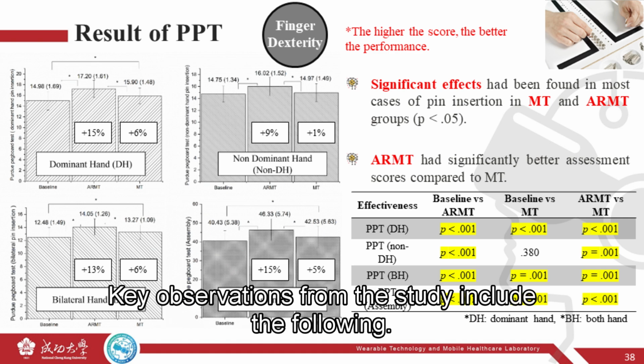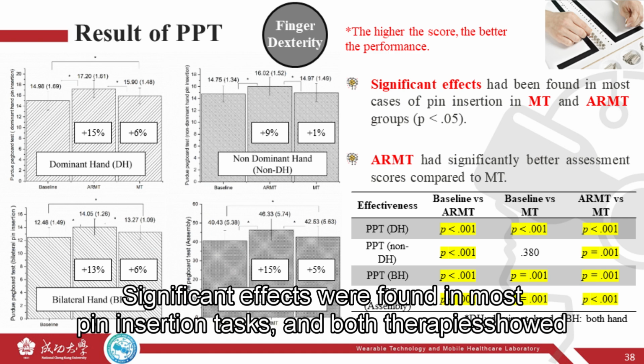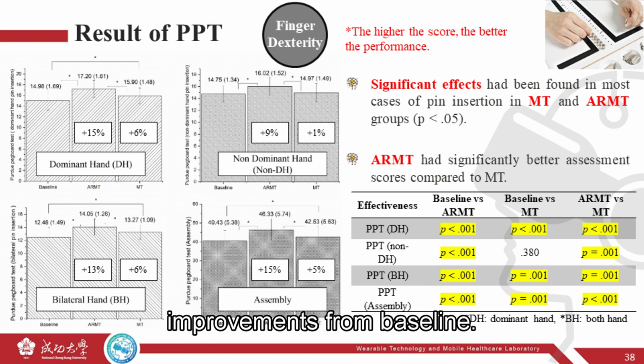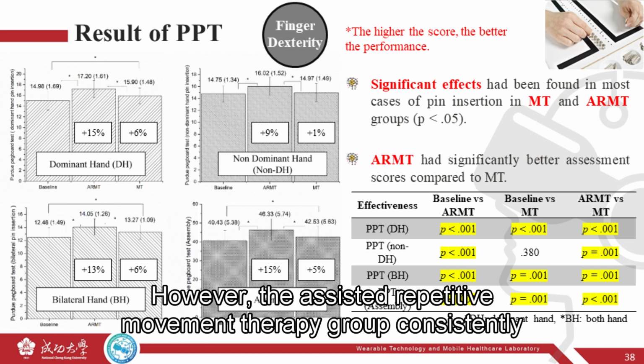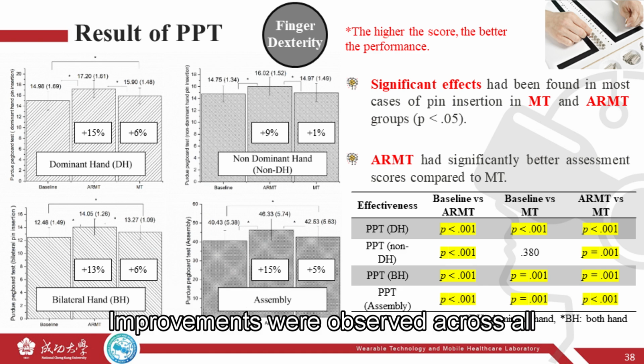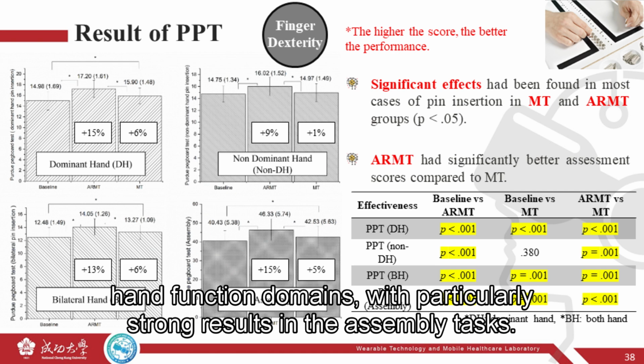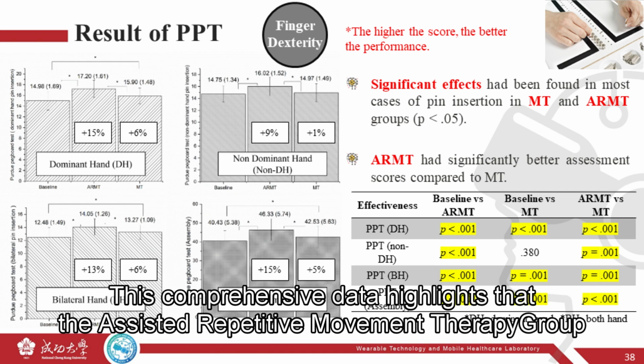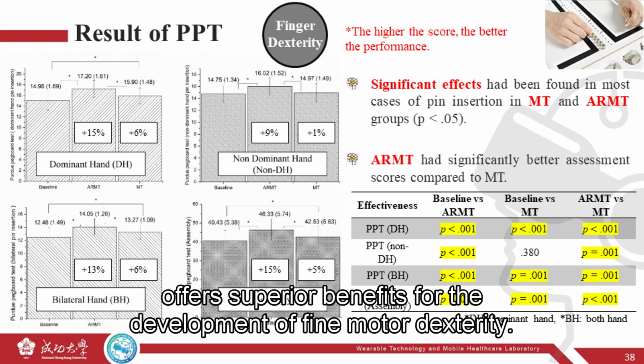Key observations from the study include the following: significant effects were found in most pin insertion tasks, and both therapies showed improvements from baseline. However, the assisted repetitive movement therapy group consistently outperformed the mirror therapy group. Improvements were observed across all hand function domains, with particularly strong results in the assembly tasks. This comprehensive data highlights that the assisted repetitive movement therapy group offers superior benefits for the development of fine motor dexterity.